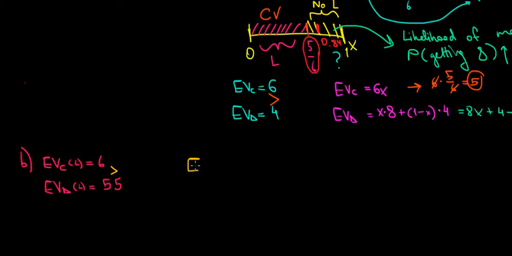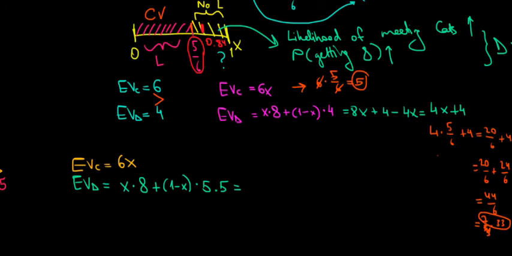Without the lenses, the expected value of the cats would still be 6 times x. But the expected value of the dogs would be x times the outcome of interacting with the cat, which is still 8, plus 1 minus x, but now the outcome of interacting with the dog is 5.5. So the math changes here a bit. We would have now 8x plus 5.5 minus 5.5x by opening the brackets. 8x minus 5.5x is equal to 2.5x plus 5.5.